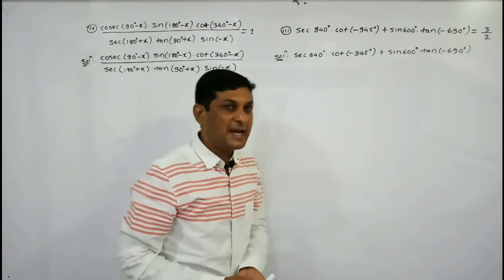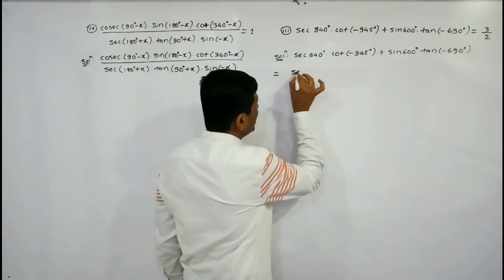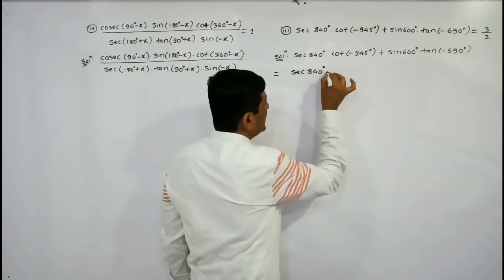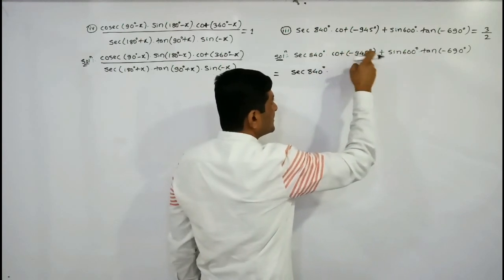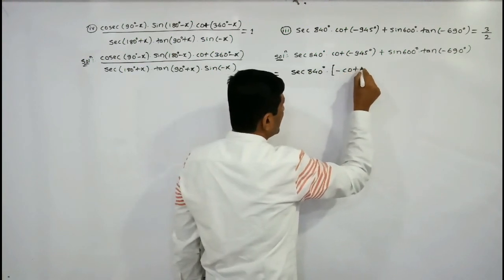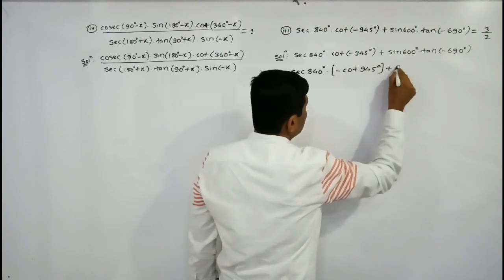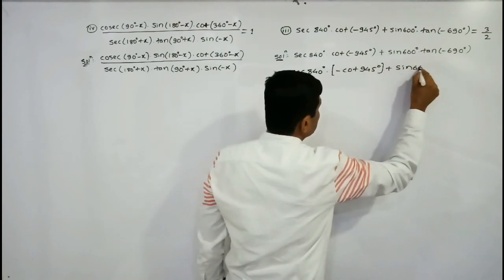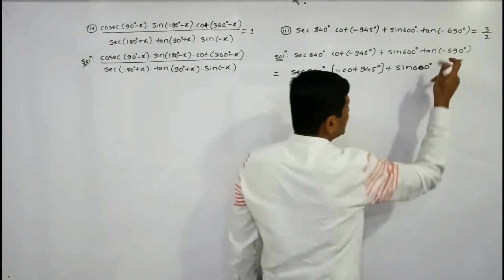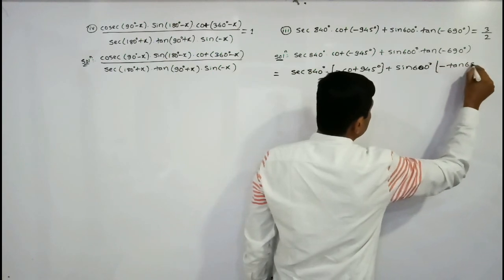So this is equal to sec 840 degrees, keep it as it is, into, we know that cot minus theta will be equal to minus cot theta. So minus cot 945 degrees, plus sine 600 degrees, keep it as it is, and tan minus theta will be equal to what? Minus tan theta, means minus tan 690 degrees.